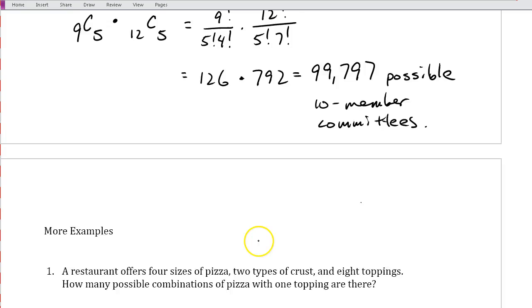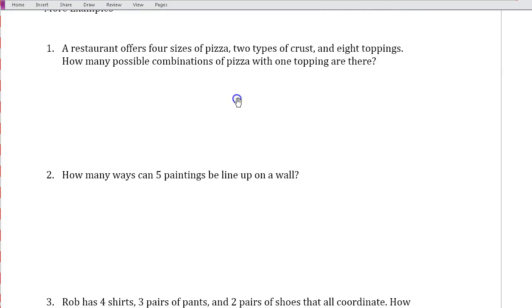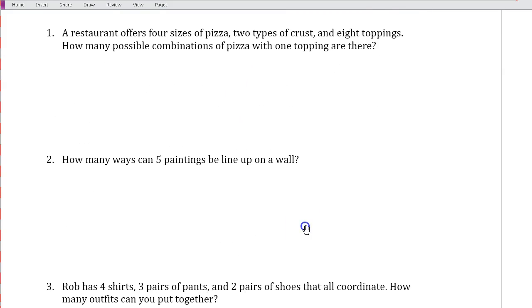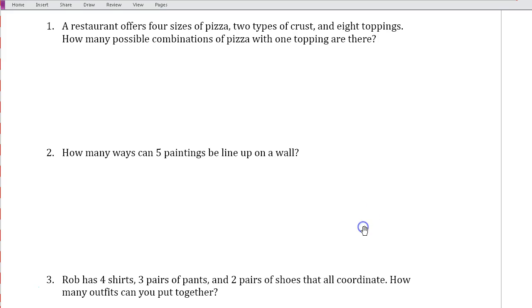Alright, so moving on to some more examples. Again, if you want to pause, and then you could restart to check these. These are kind of all mixed up, different kinds of examples. So a restaurant offers 4 sizes of pizza, 2 types of crust, and 8 toppings. How many possible combinations with 1 topping are there?